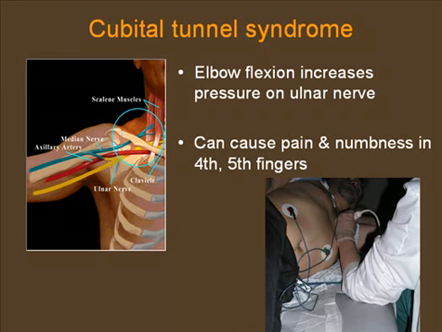Cubital tunnel syndrome results in pressure on the ulnar nerve caused by elbow flexion and twisting of the elbow. This syndrome can cause pain and numbness in the fourth and fifth fingers. Often pressure on the elbow by leaning on it, for instance, as in this example, can damage that nerve as well.